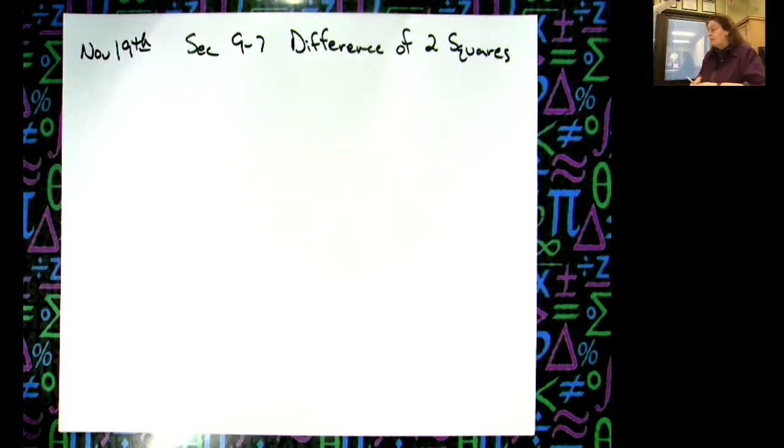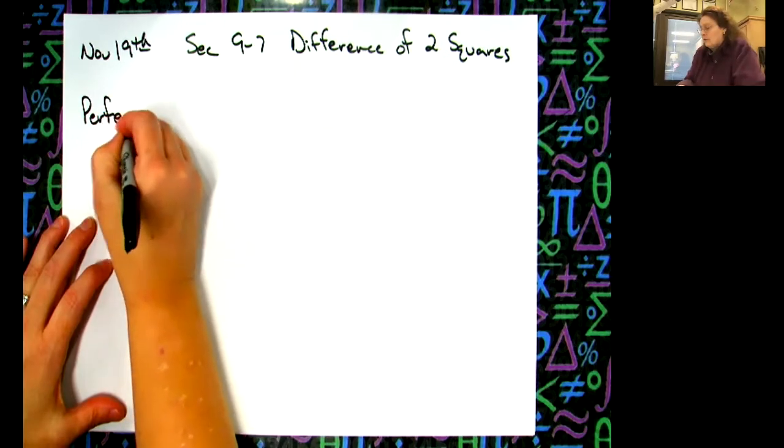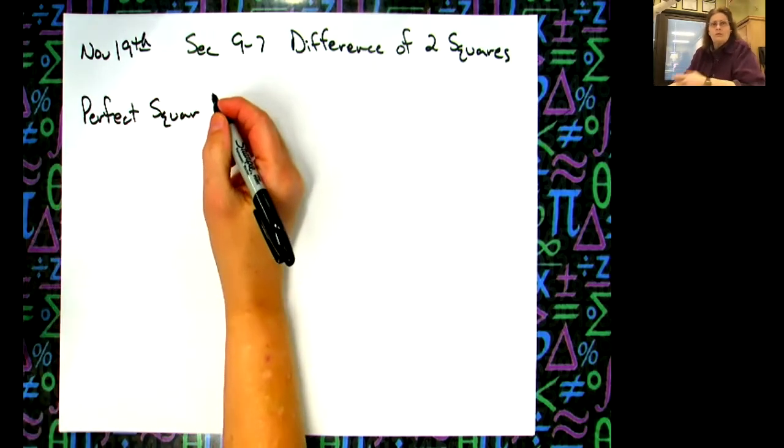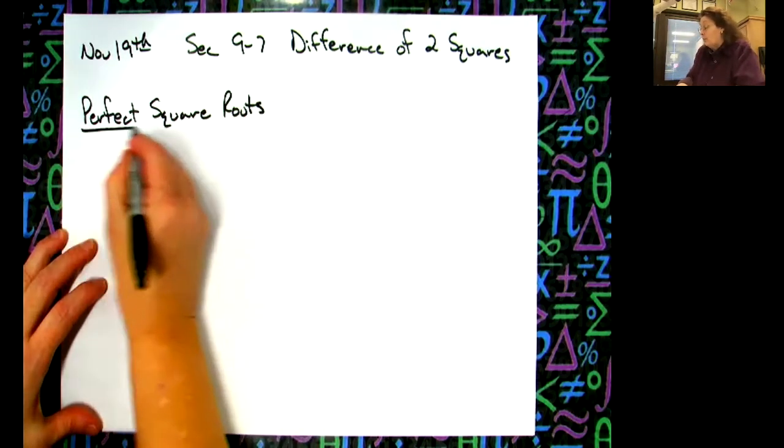So to be able to do the difference of two squares, you have to know your perfect square roots. All right. So I'm assuming from middle school, anything that is numbers probably less than 144, you ought to be good with. All right. You can do them in your head. The numbers are not going to be too big.